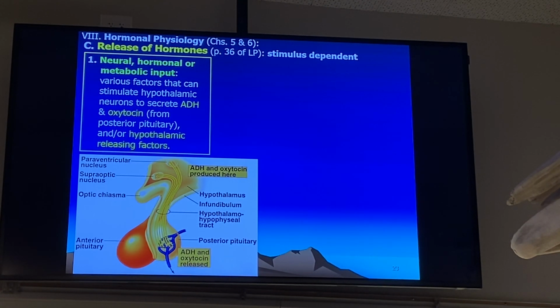In the case of those 2 that are released at the posterior pituitary, that's just neural input. The supraoptic and paraventricular nuclei just increase action potential firing rate, and every action potential releases some more hormone. Do you guys remember me saying this? It looks just like a synapse, but instead of a postsynaptic cell, it's capillaries.